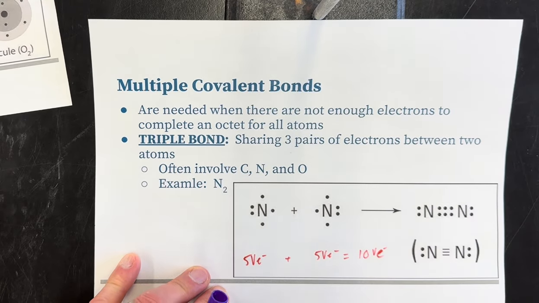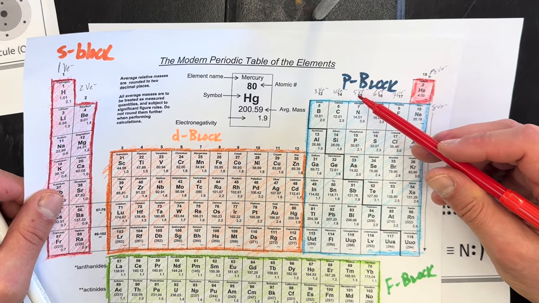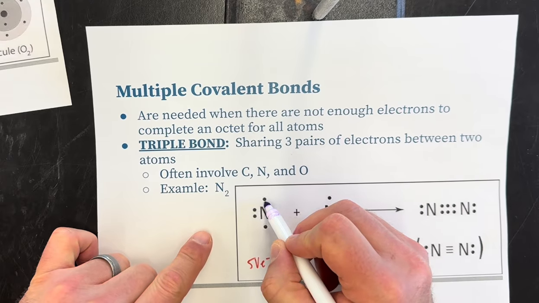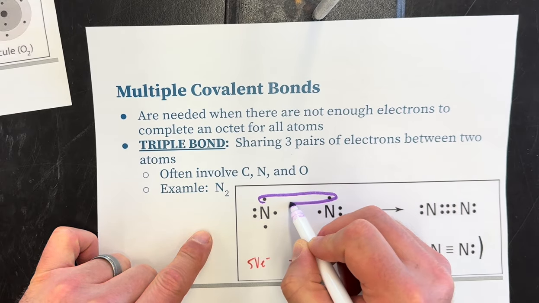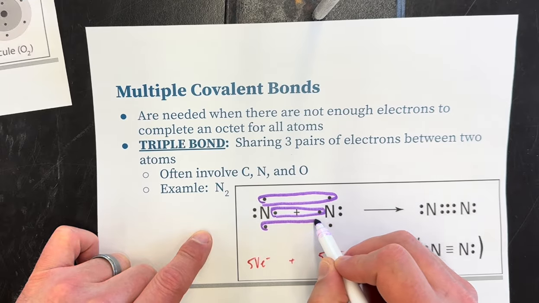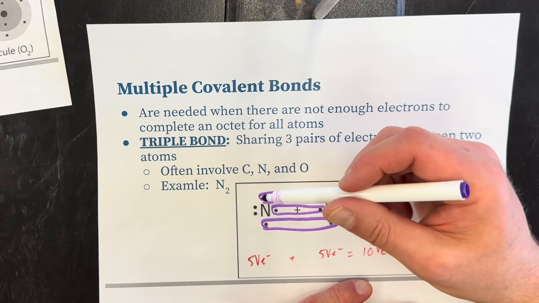So again, nitrogen is in this column right here on the periodic table, and we've already decided that it has 5 valence electrons. So what ends up happening in this situation is that we need nitrogen to get 8 valence electrons. So I'm going to create a bond here, I'm going to create a bond here, and I'm going to create a bond here.